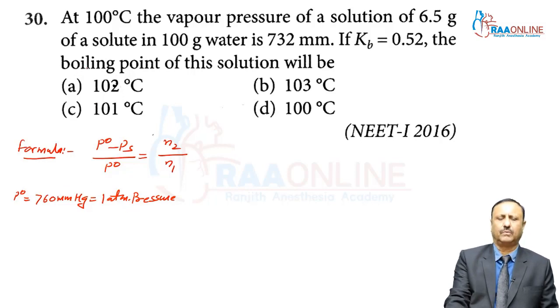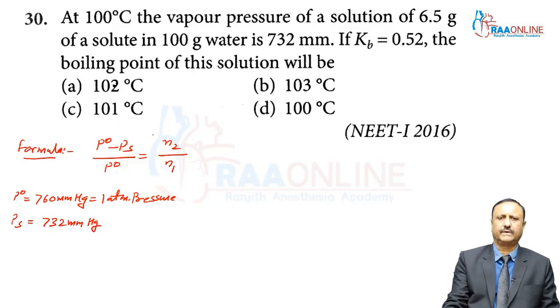What is the boiling point? The boiling point is that point, my dear students, at which vapor pressure is equal to atmospheric pressure. So here you can see the vapor pressure of pure solvent is equal to 1 atmosphere. So you can write here 760 millimeter mercury, and what is the vapor pressure of solution? That is 732 millimeter mercury. And what are N2 and N1?